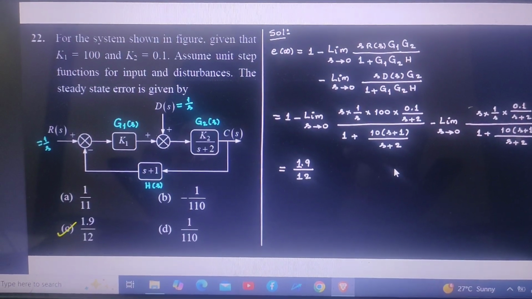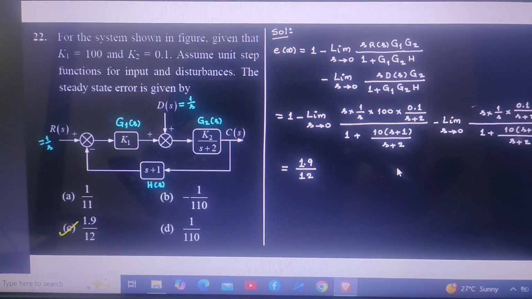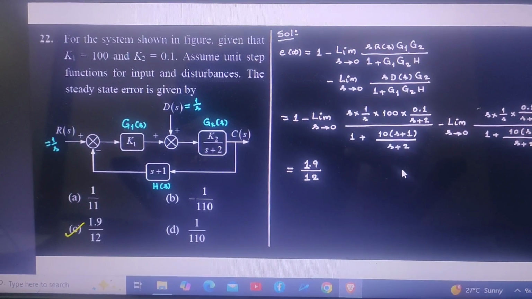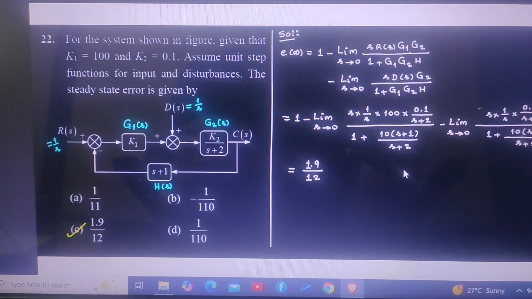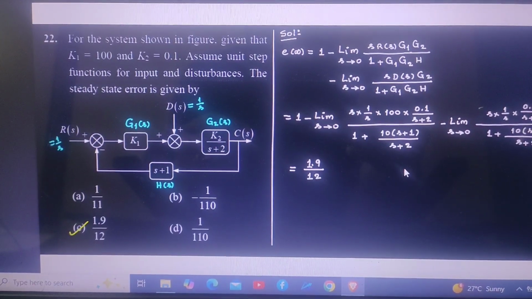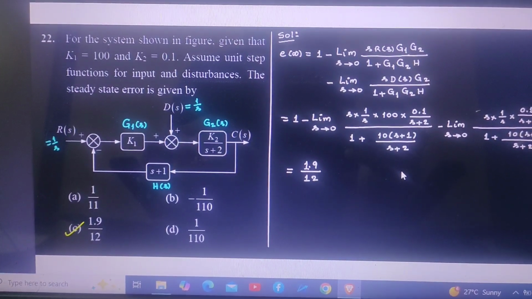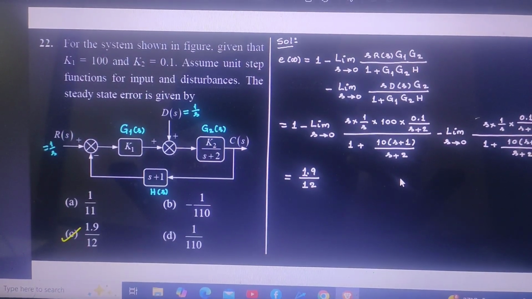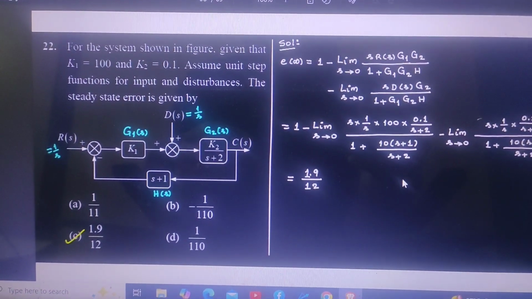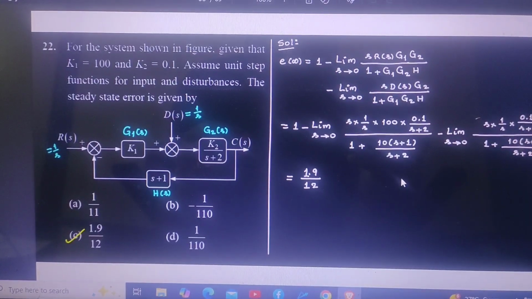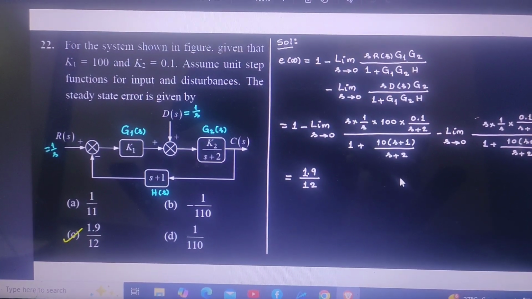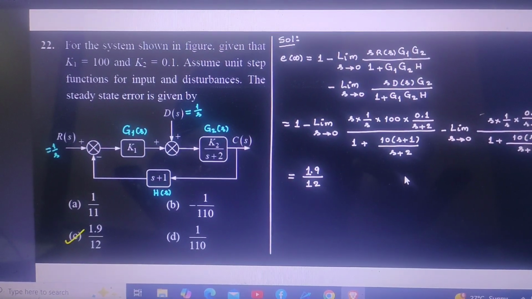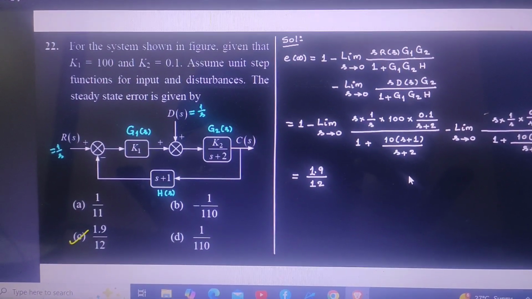Okay, for the system shown in the figure, K1 and K2 are given. Unit step functions are the input R of S and the disturbance. He is asking to find the steady state error. In this problem, first you must assume that R of S is equal to 0 and then find C of S by D of S, and next you must assume D of S as 0 and find C of S by R of S.